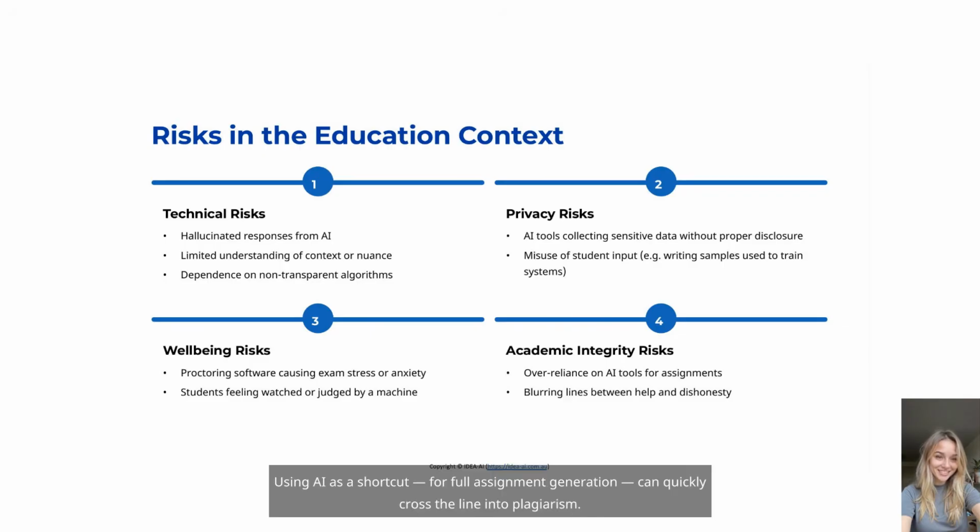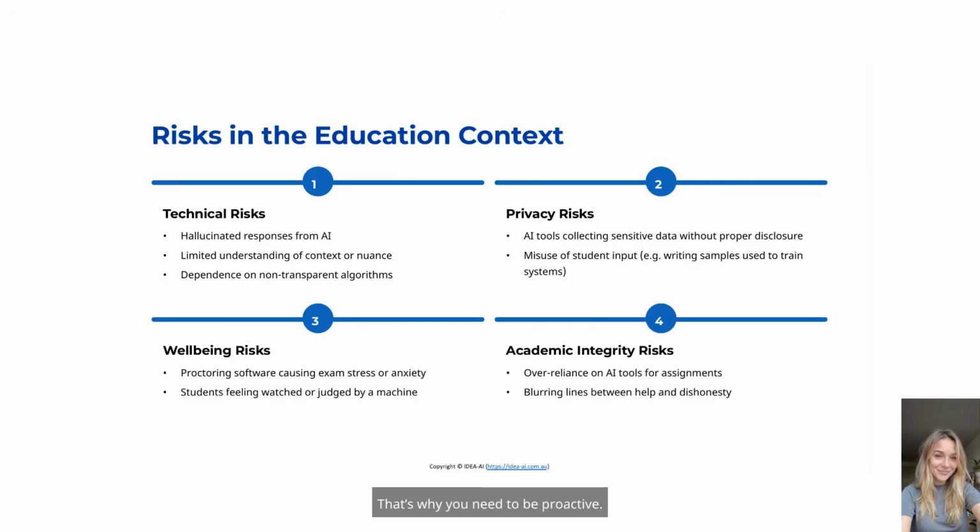Using AI as a shortcut for full assignment generation can quickly cross the line into plagiarism. The boundaries between learning support and academic dishonesty can become dangerously blurry. These risks are not just technical, they are human, emotional, and academic. That's why you need to be proactive.